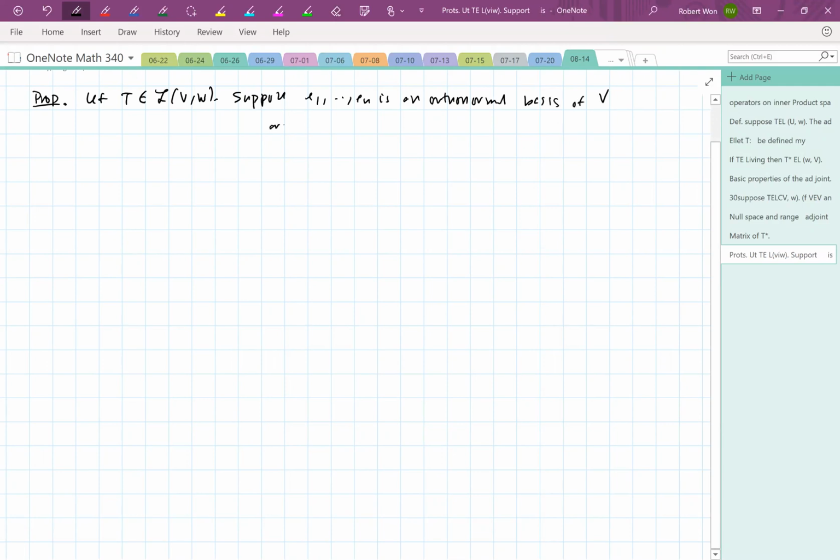Here's the result, which is the answer to the question. So let T be a linear map from V to W, and suppose that E1 up through En is an orthonormal basis of V, and F1 through Fm is an orthonormal basis of W.